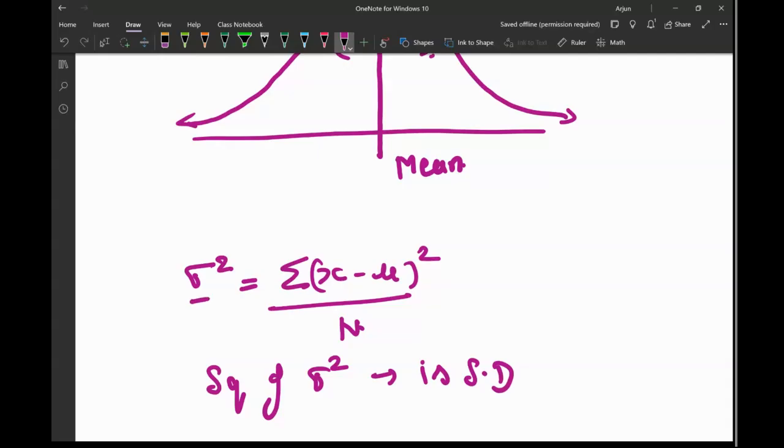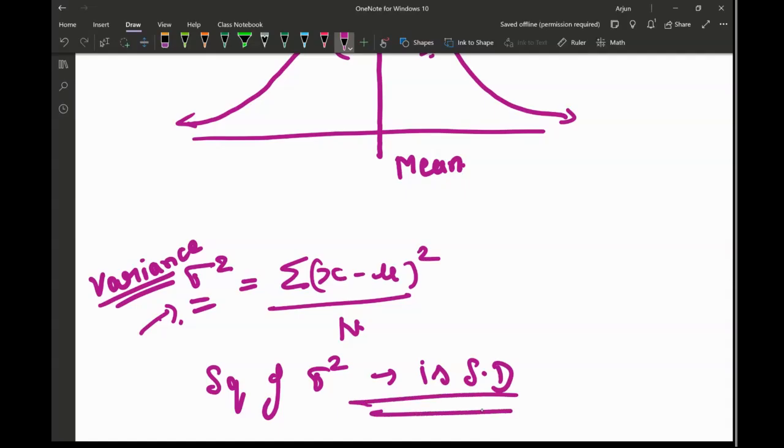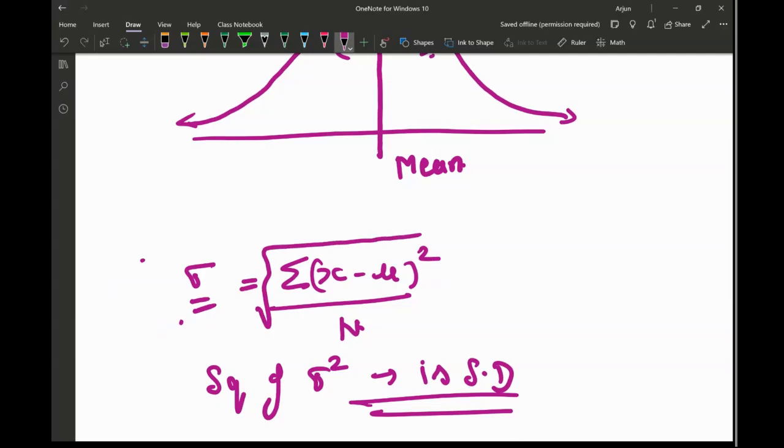is standard deviation. This sigma square is called variance, which is the square of standard deviation. When I take the square root of this, that's going to give me standard deviation. So you can put it this way also. If I wanted to write standard deviation directly, then sigma will be equal to the square root of this term. That's how you can also write it.